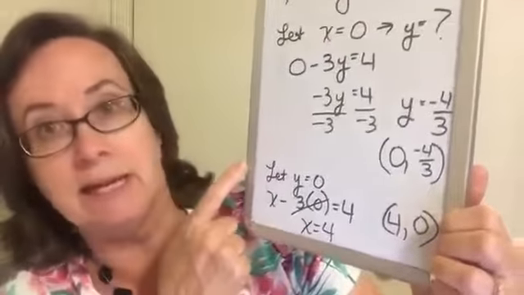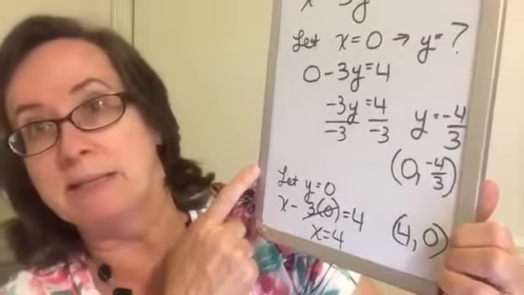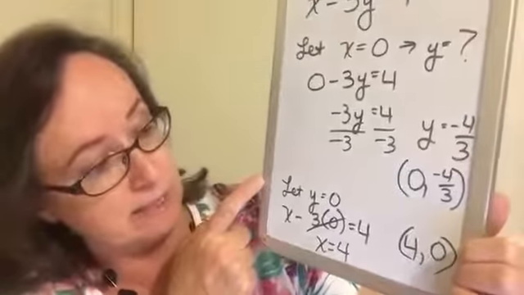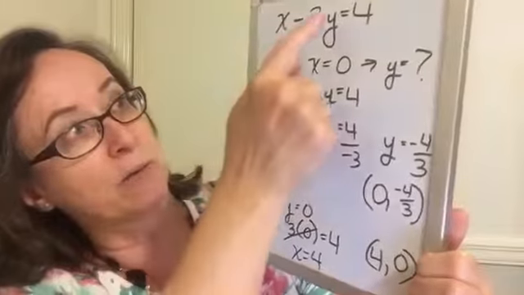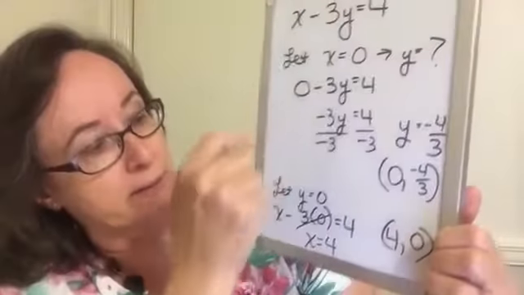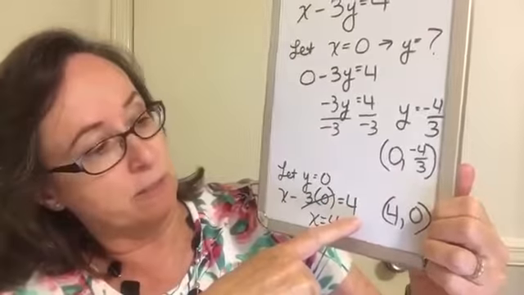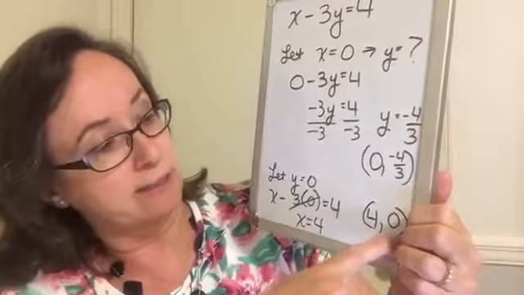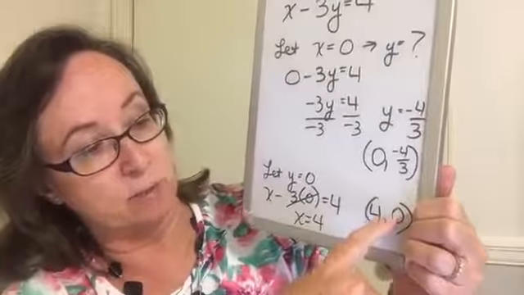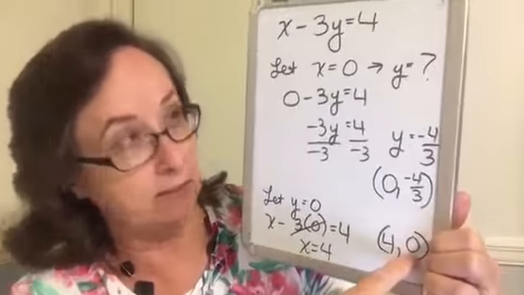So then here, we're going to let y be 0 to find the x-intercept. When I plug in y is 0 here, this whole part goes away, and I end up with x is 4. So the point is (4, 0), and that, since the y is 0, is my x-intercept.